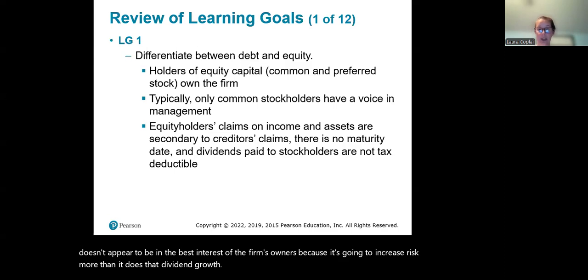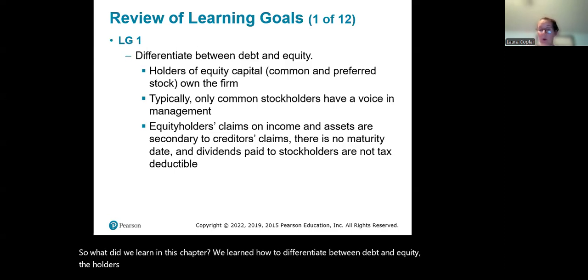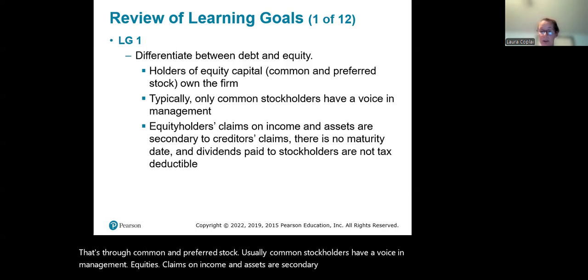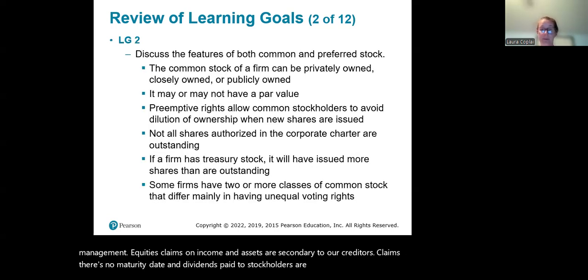So what did we learn in this chapter? We learned how to differentiate between debt and equity. The holders of equity capital own the firm. That's through common and preferred stock. Usually, common stockholders have a voice in management. Equity's claims on income and assets are secondary to our creditors' claims. There's no maturity date, and dividends paid to stockholders are not tax deductible.